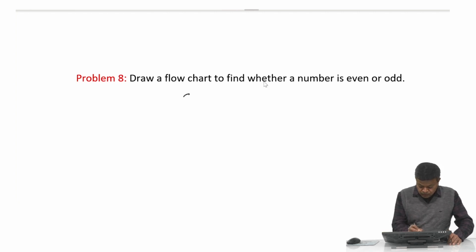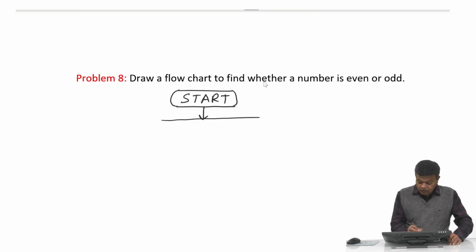This is a small problem. Start. First of all, we need to input the number because we do not know what the number is. Who will supply the number? The user will supply the number. What has the programmer done? He has taken an identifier NUM for the number. Whenever the number is supplied, it will be stored inside this variable NUM and all the calculations will be done accordingly. So, start, input NUM.